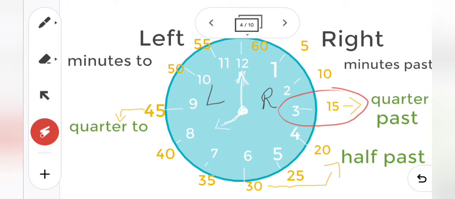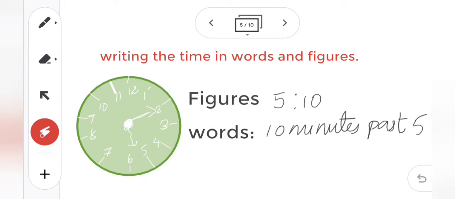When it is on 3, you can write 15 minutes past, but the perfect way of writing is quarter past. When it is on 6, it is 30 minutes, but you write half past. It is half an hour when it is on 6. And when it is on 9, it is 45 minutes, but the correct way of writing is quarter to. This is the way you calculate the minutes. Now let's see how to write the hour in figures and minutes.